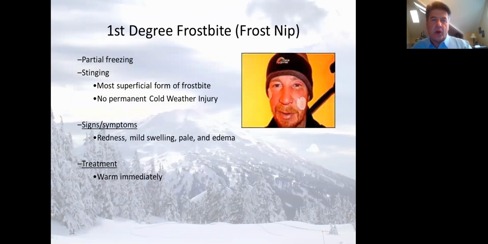First degree burns in heat-related injuries is a sunburn. Frost nip is a cold burn caused by the cold. There's a partial freezing of the skin. It's the very most superficial form of frostbite. There's really no permanent cold weather injury there. You get redness and mild swelling. The skin can pale. As you can see, this patient's cheeks are paled right there. And there's a little bit of swelling or edema. Treatment is simply to warm.